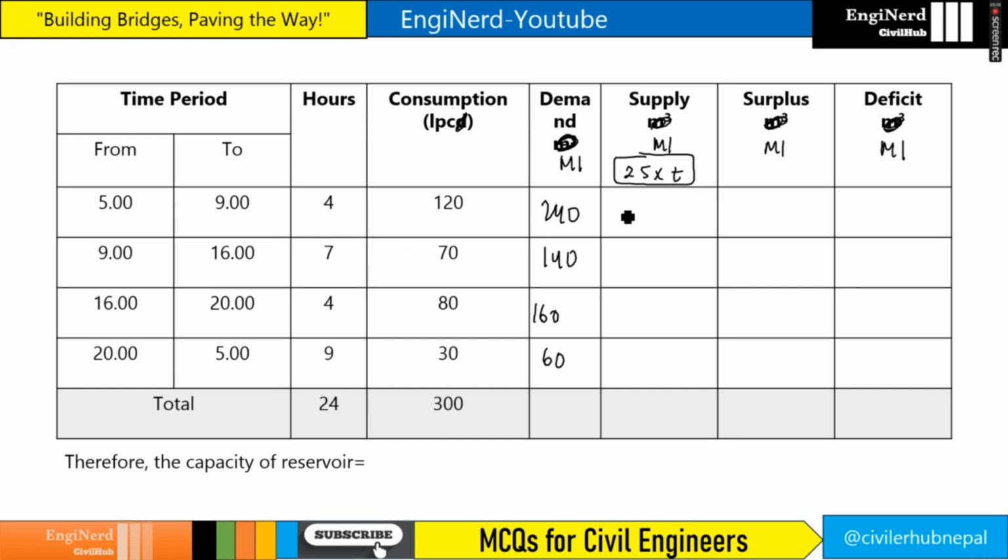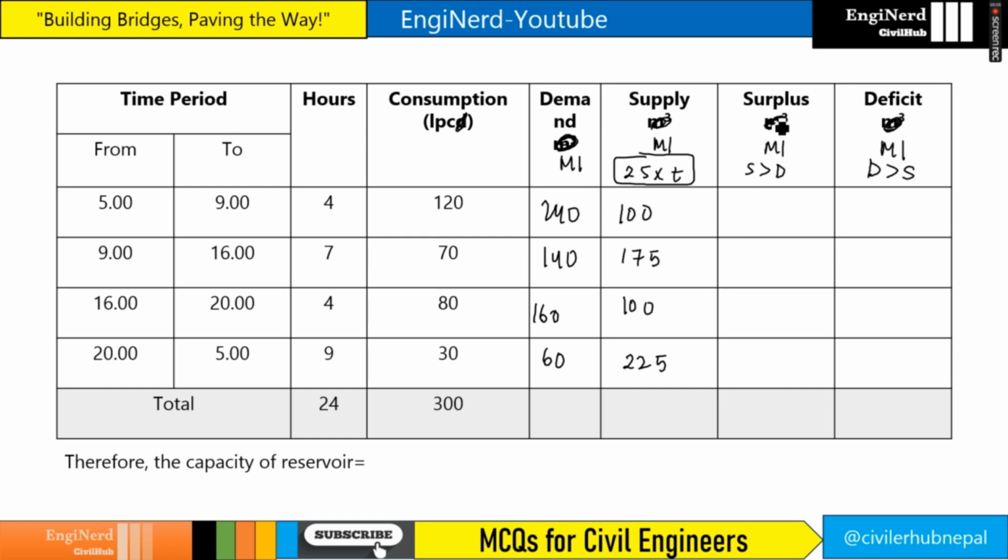So 25 into 4 is 100, and 25 into 7 is 175, and 25 into 4 is again 100, and 25 into 9 is 225, right? Now for the surplus value, the surplus is given as when supply is greater than demand, right? And deficit is when demand is greater than supply.